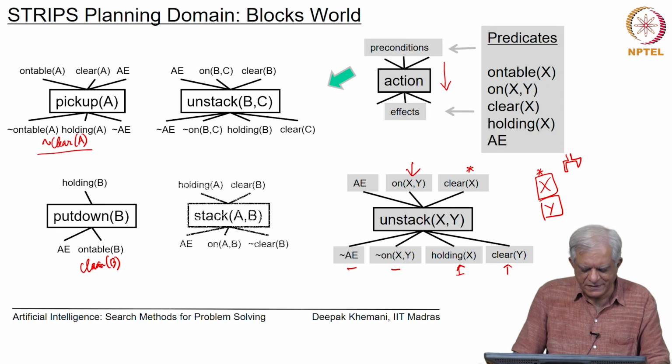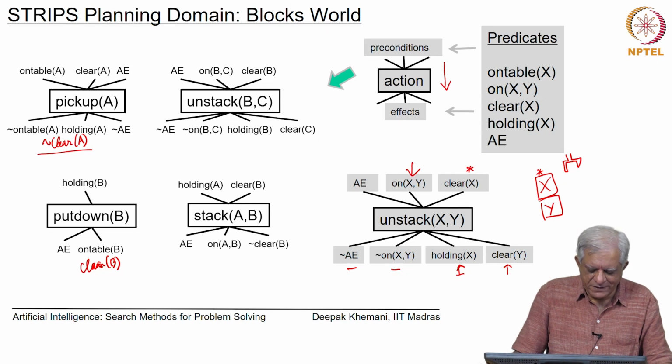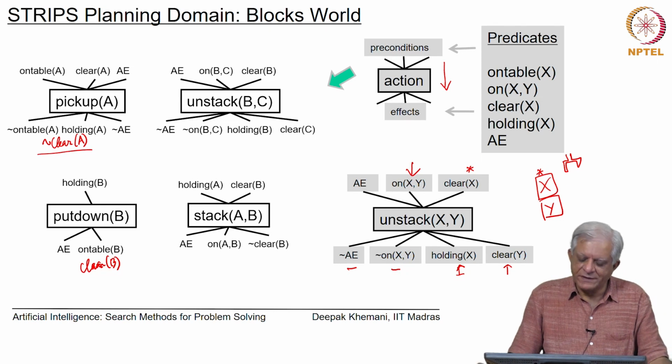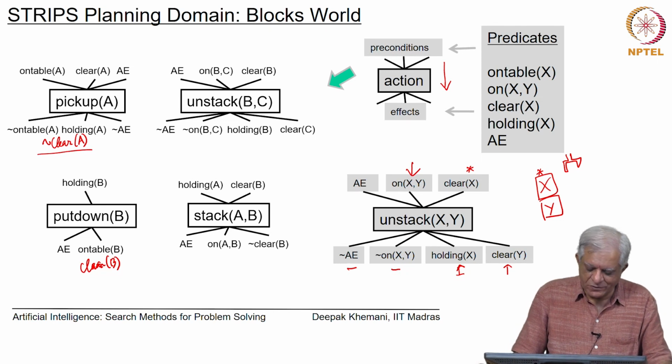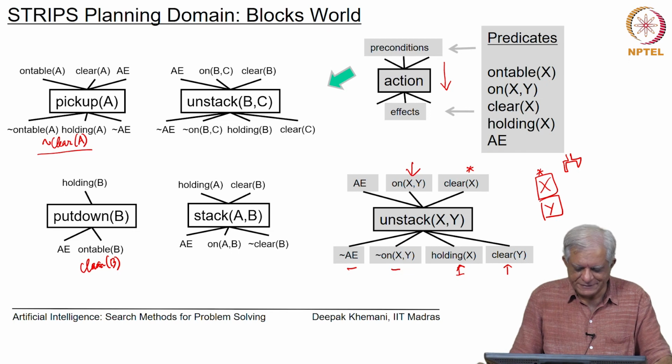Then we have the opposite of unstack, which is stack. So, you can stack A on B provided you are holding A and there is nothing on top of B, and the effect of stack would be that the arm would become empty, A would end up being on B and B would not be clear. Here we have said that because we are putting A on B, B was clear to start with, but it is no longer true after the action essentially.